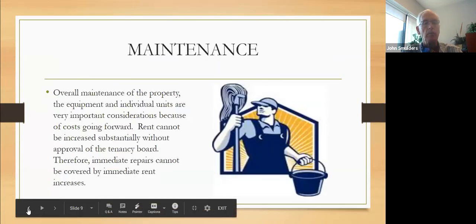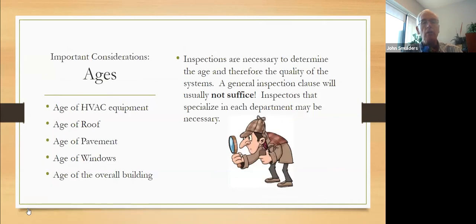Oops, sorry. Go back here for a second. So the age of HVAC equipment, the age of the roof and pavement and windows. Why are these things important? Well, often there's a central plant that heats the property, and the individual homeowners have their own thermostats. And if you have lousy windows in the place, guess what? The homeowner, or the unit holder, has got the thermostat cranked way up because there's a breeze coming through the window all the time. That's going to cost the landlord money.